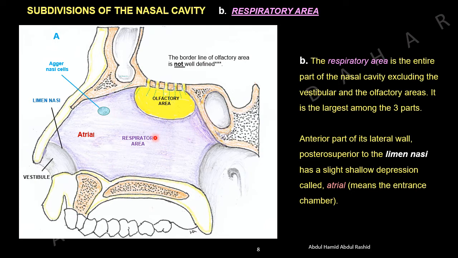The anterior part of this respiratory area, which is just above and behind, or posterior-superior, to limen nasi, is a bit shallow and called atrium, meaning the entrance.